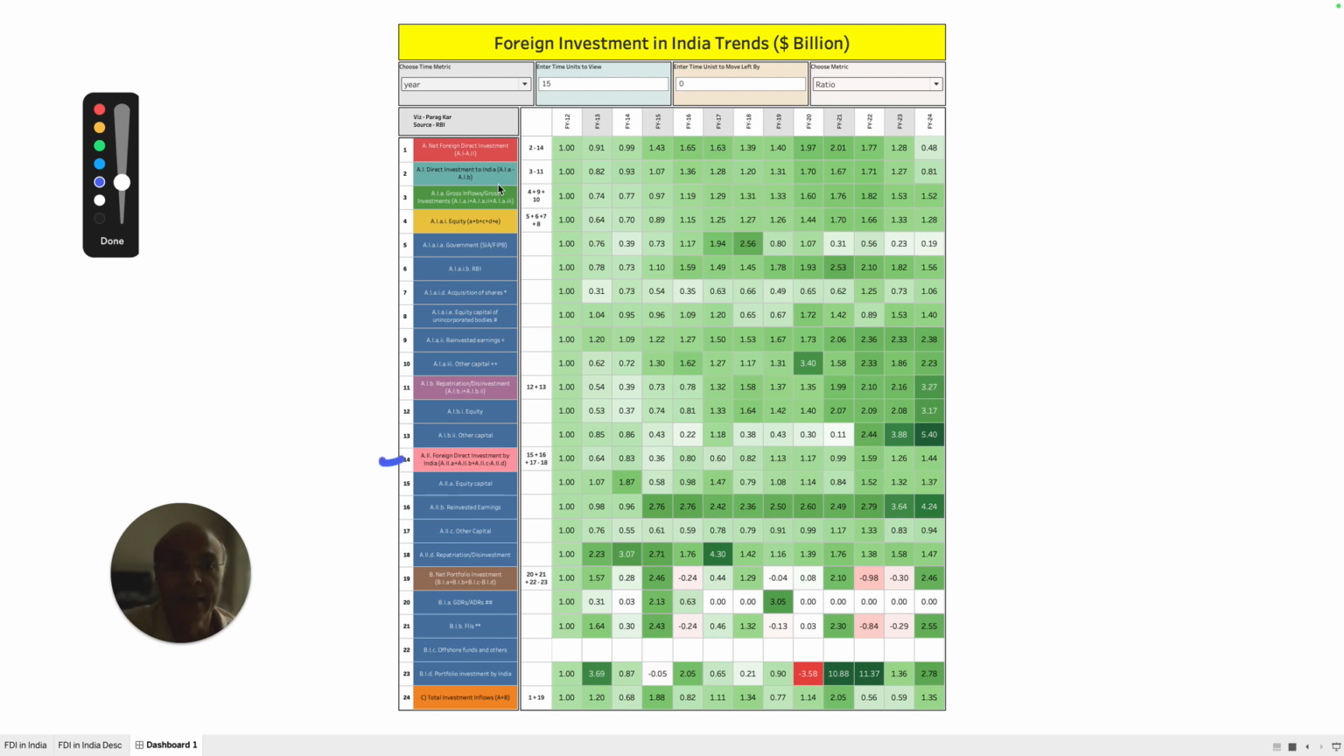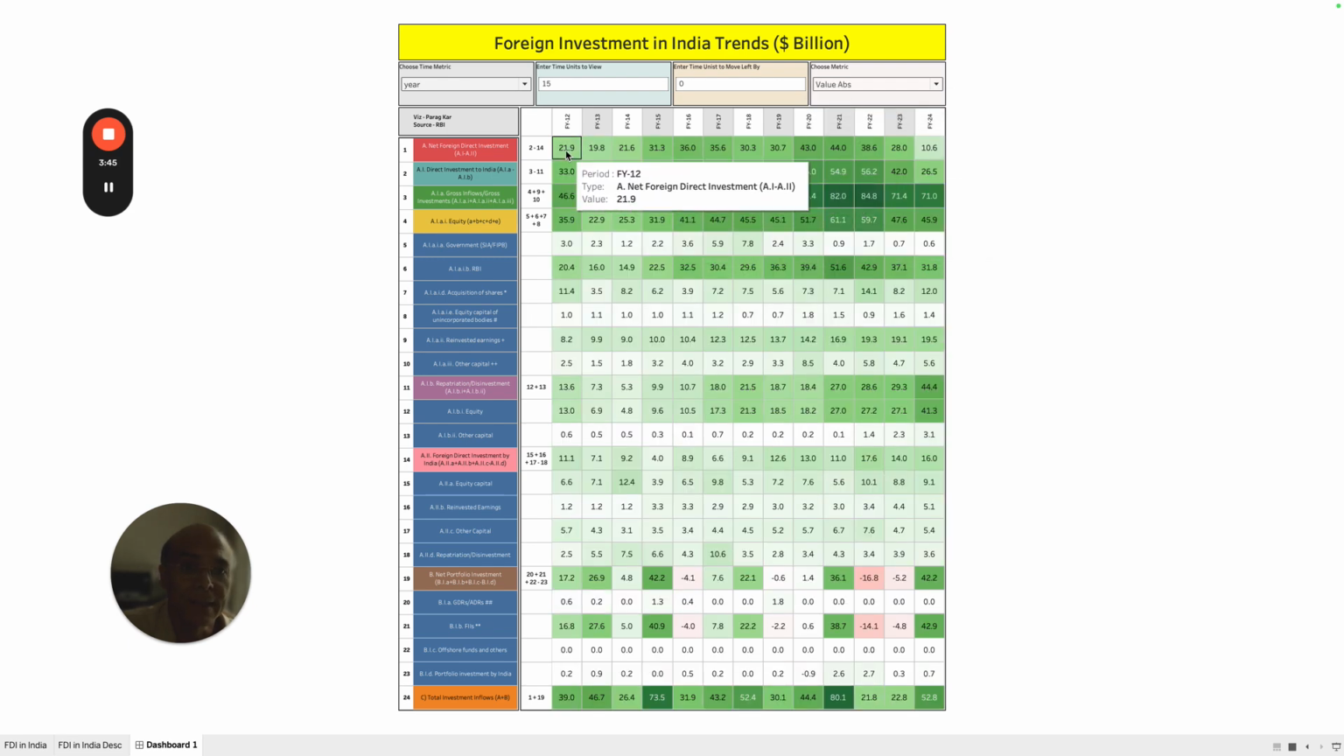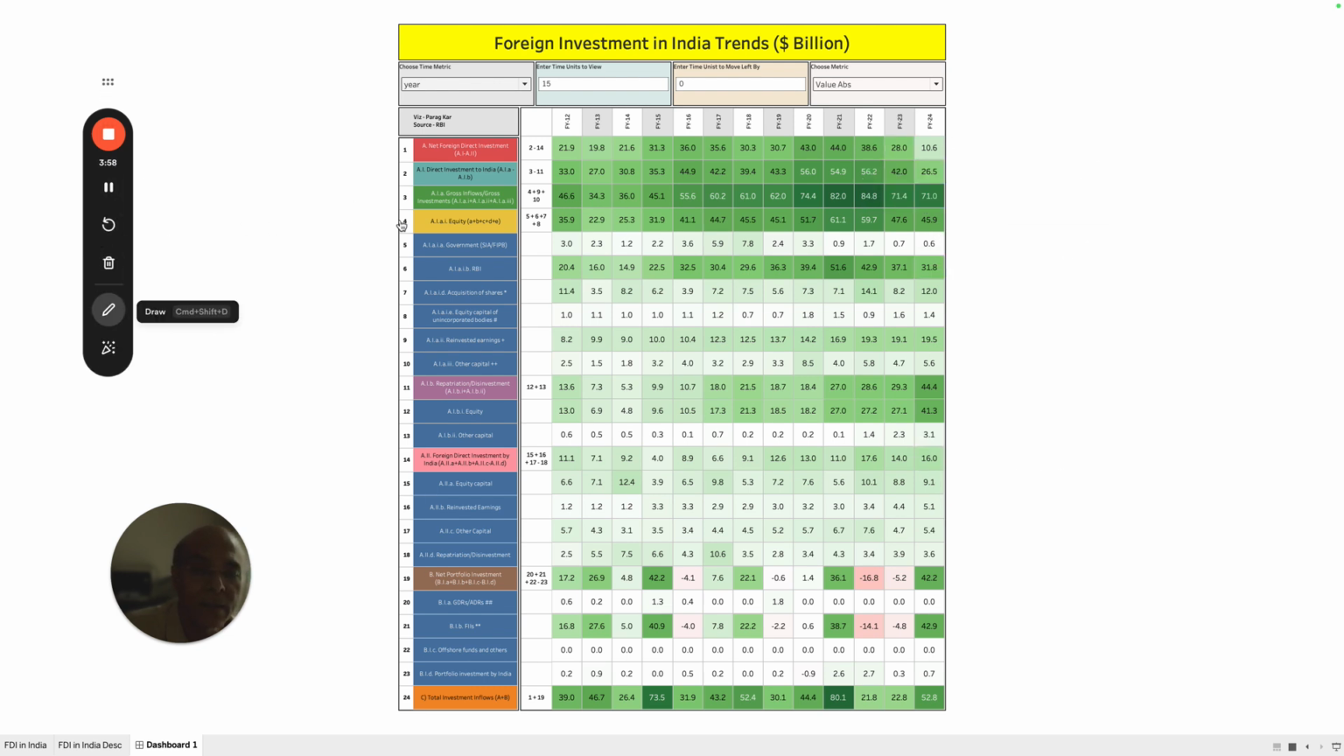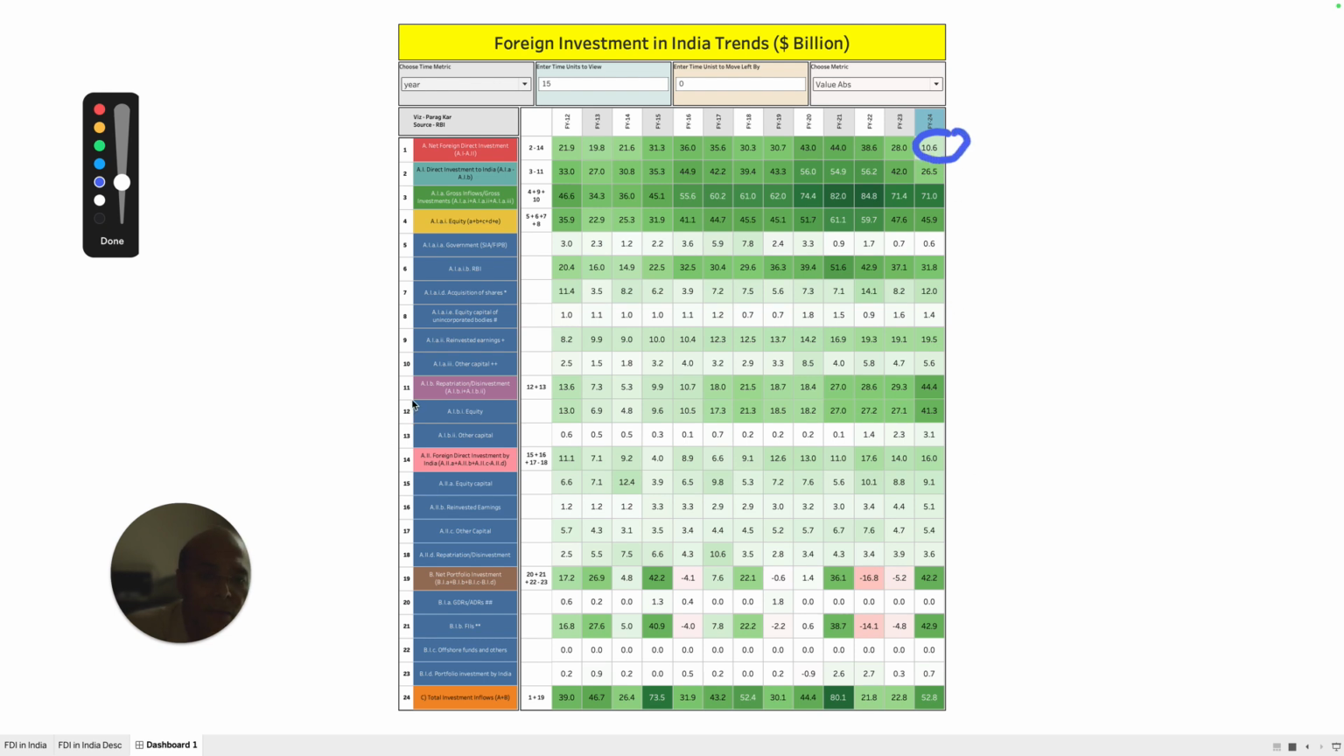So net foreign direct investment is a subtraction of 2, which is direct investment to India, and 14, foreign direct investment by India. If I pull out the absolute values, taking the latest number, it is $26.5 billion minus $16 billion, and that's why you get $10.6 billion. So $10.6 billion is the number you see, which is a subtraction of $26.5 billion minus 14, which is $16 billion. That is the net foreign direct investment to India, and that's why this number is 10.6.